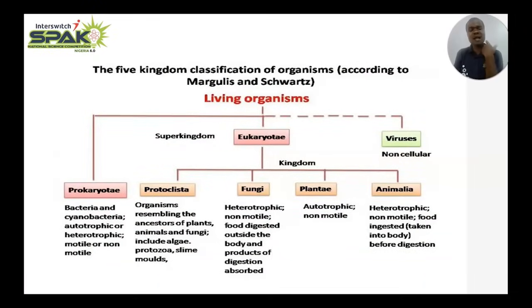Now, the 5 kingdom classification groups every living thing into 5 kingdoms. You have the kingdom prokaryote, you have Protista, you have Fungi, you have Plantae, you have Animalia.